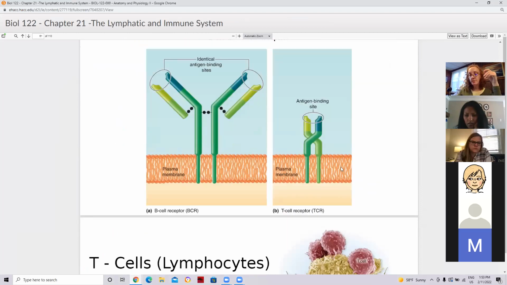This is it. But this part right here, the antigen binding site, is going to be the CAAR. And instead of just binding any antigen, the antigen that it binds is CD19. So this is the CD19 binding site if this was a CAAR molecule.